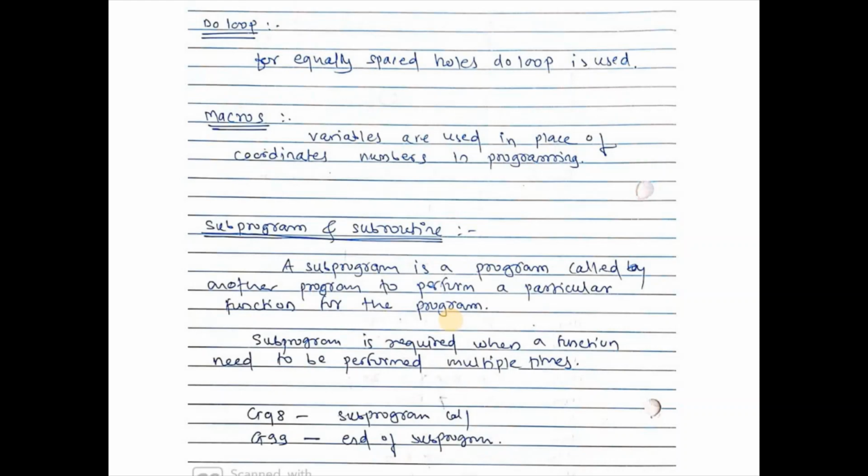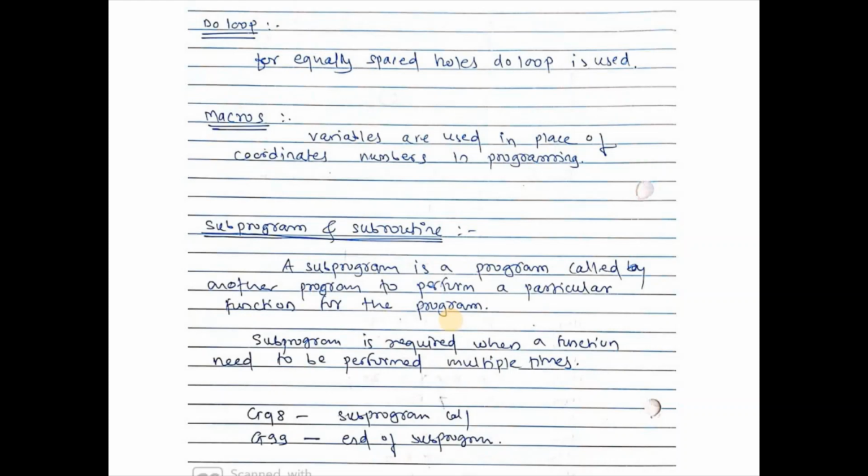Then again, subprogram and subroutine means that in the current program we want to add a new program, a subprogram, an additional program for a particular function for that manufacturing. So you can add the subprogram from another program to perform your required operations. Okay, that is called your subprogram.